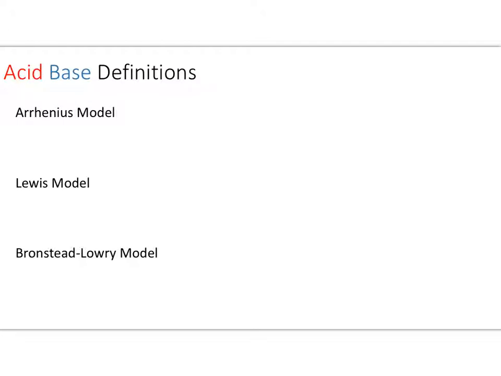So let's go ahead and focus on the Arrhenius model. The Arrhenius model for acids basically states that H+ ions, or protons as they are sometimes called, are going to increase when you place an acid into water. So if I take something like HCl and place it into water, it's going to dissociate into H+ and chloride ions.